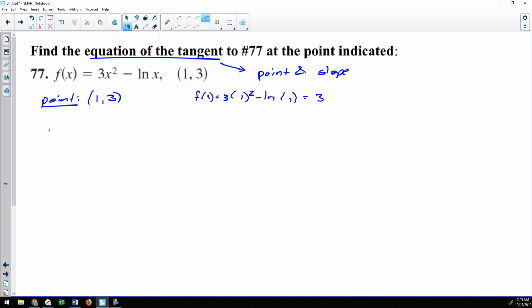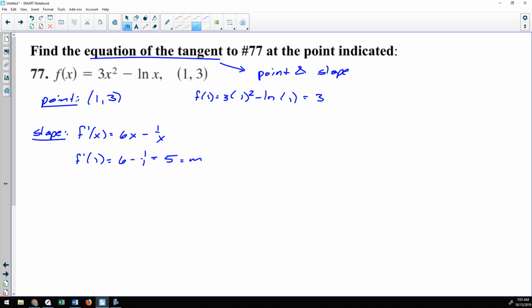The slope comes from the derivative, so I'm going to get my slope by first finding the derivative of this function, which will be 6x, and the derivative of natural log x is 1 over x, and now I plug my x-coordinate into that, my x-coordinate of 1, to get my numeric slope. So 6 times 1 minus 1 over 1 gives me a slope of 5.